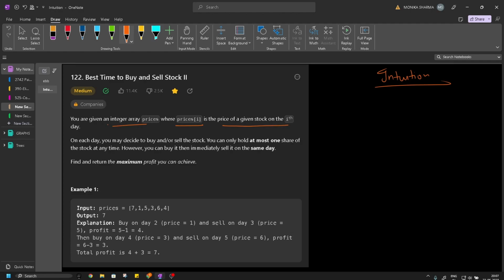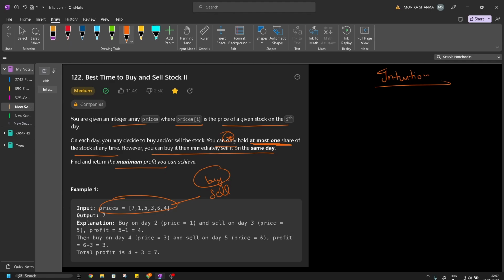Just go through this. On each day you may decide to buy or sell a stock. You can hold at most, this is a very important point, you can hold at most one stock at any time. However, you can buy it then immediately sell it on the same day, and we have to return the maximum profit. So the question is saying that we are given an array prices, right? On a given day we can either buy a stock or sell a stock.